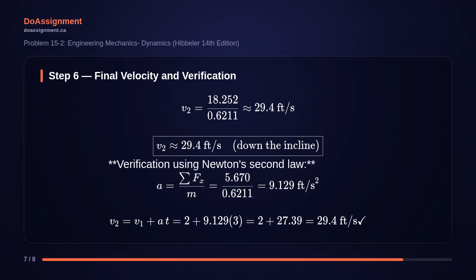We can verify this using Newton's second law. The net force divided by mass gives an acceleration of about 9.13 feet per second squared. Using the kinematic equation, v equals 2 plus 9.13 times 3, which is 29.4 feet per second. The two methods agree perfectly, confirming our answer.